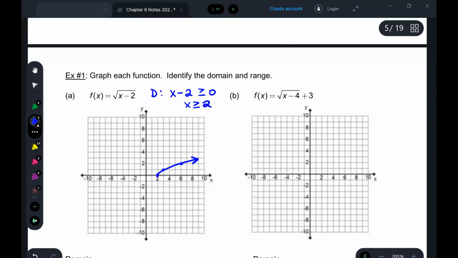And now our range. Are we adding anything? Is it being moved up or down? No. So it's going to be y greater than or equal to 0.